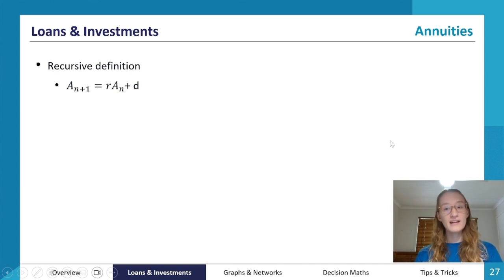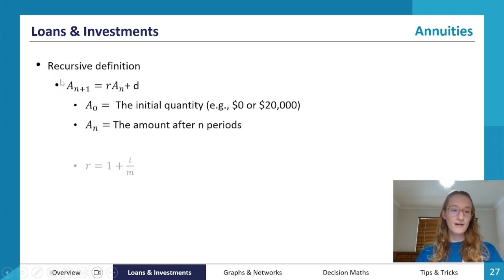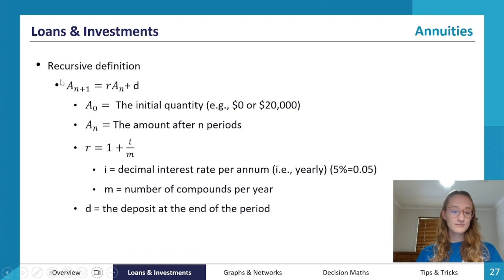We can also calculate annuities using recursion. We can see our formula here. Again, it makes sense. Let me just pull up our other variables. So A(n+1), the amount after n periods plus 1, is equal to R, the factor by which it's growing each period, multiplied by the amount after n periods, but instead of minus D, which indicated us paying off the loan, it's plus D, which is the deposit at the end of the period.